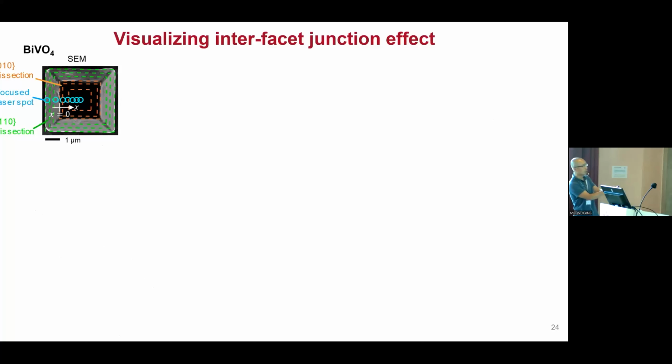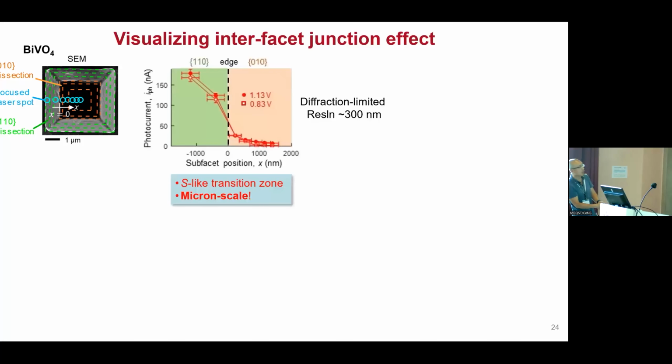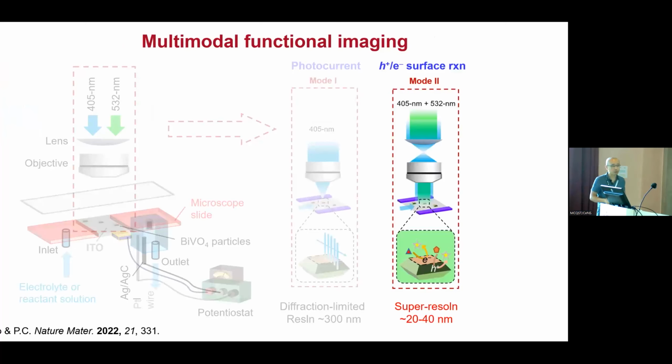So that's what he did. The circles are the laser focus spots and the positions scanned along one dimension on this particular particle, visualized by SEM. You can see that the photocurrent from water oxidation goes through an S-like transition zone, and this transition zone is on the micron scale. But this measurement is only diffraction-limited by the laser spot size. We want to improve our spatial resolution.